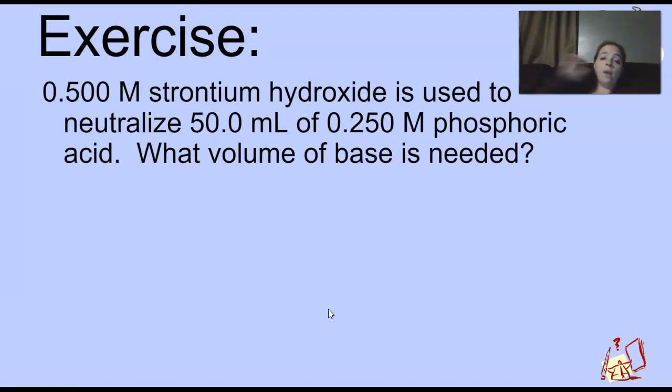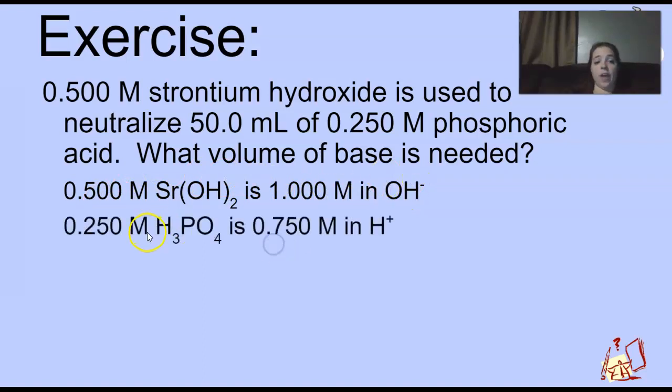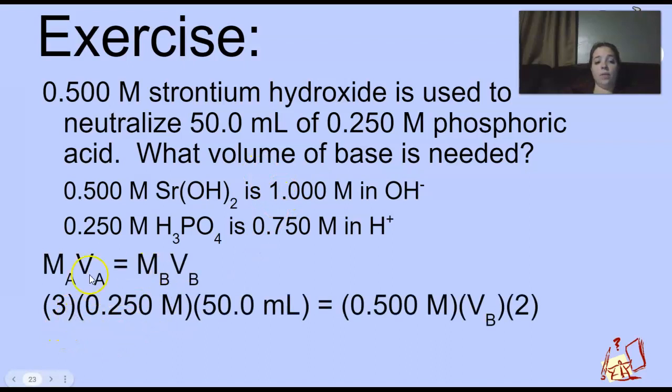All right, this last one. Strontium hydroxide is used to neutralize 50 mL of 0.25 molar phosphoric acid. What is the volume of the base needed? What do I need to do? I need to take it out of the word formation and get it into its symbols. When I do that, strontium hydroxide, there is 2 plus and 1 minus, so there are 2 hydroxides. So times it by 2, I've got 1 molar hydroxide. All right, phosphoric acid. There are 3 hydrogens. So 3 times 0.25 is 0.75. So I can plug these in instead. When I do this, I've got 0.75 times 50 equals 1 times V. When I calculate it all out with my calculator, because I need it this time, it's 37.5 milliliters.